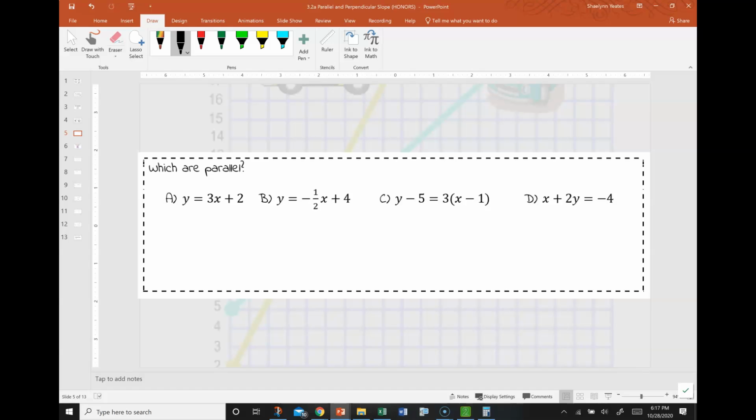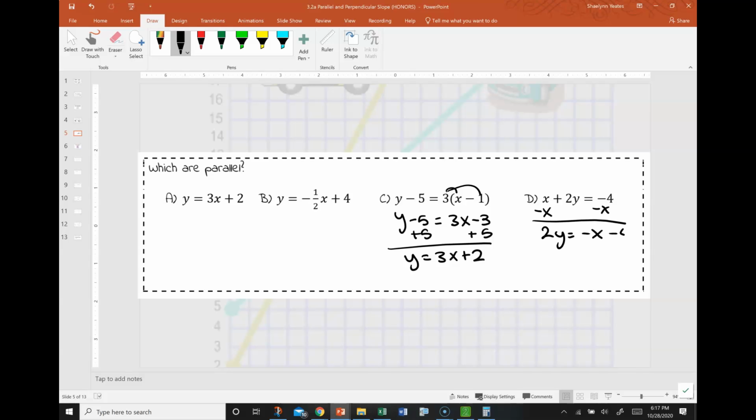All right, so here we're just deciding which of these are parallel. So taking a look at these, they're not all y equals yet, so we're going to have to do that part first. So I'm going to distribute my 3 on this one, and I get y minus 5 equals 3x minus 3. And then I'm going to add 5 to both sides. And I end up with y equals 3x plus 2. It's looking pretty good so far. All right, and on this one over here, I'm going to have to subtract x from both sides. And I get 2y equals negative x minus 4.